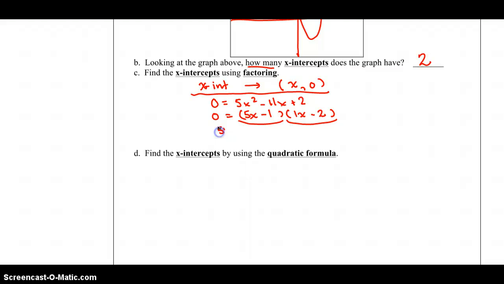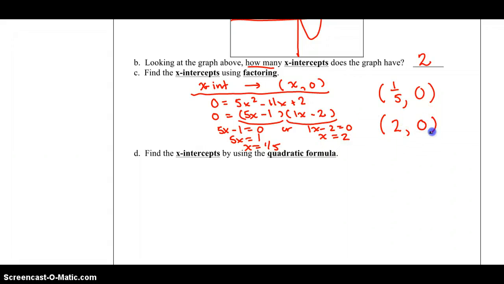Okay, so one of these has to be equal to 0, at least one of these. And so if we solve for x, we're going to get 5x equals 1 and x equals 1/5. And here we'll get x equals 2. Okay, so again, we were after the x-intercept, so we know for an input of 1/5, that was one of our x-coordinates, that will give us an output of 0. And we know an input of 2 will also give us an output of 0.